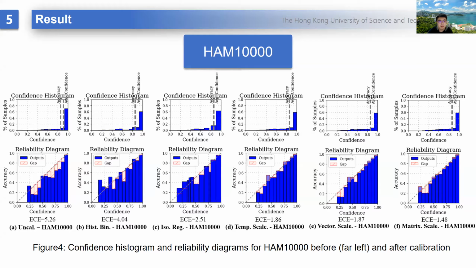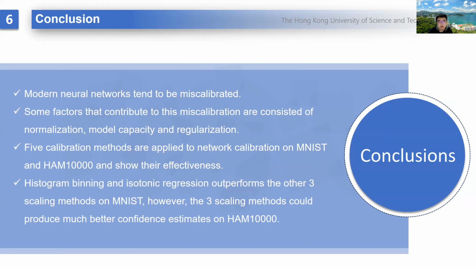Okay, finally, let's make a brief summary. 5 calibration methods were applied to network calibration on the MNIST and HAM 10,000 datasets, and show their effectiveness actually. Histogram binning and isotonic regression outperform the other 3 scaling methods on MNIST. However, the 3 scaling methods could produce much better confidence estimates on the HAM 10,000 dataset.